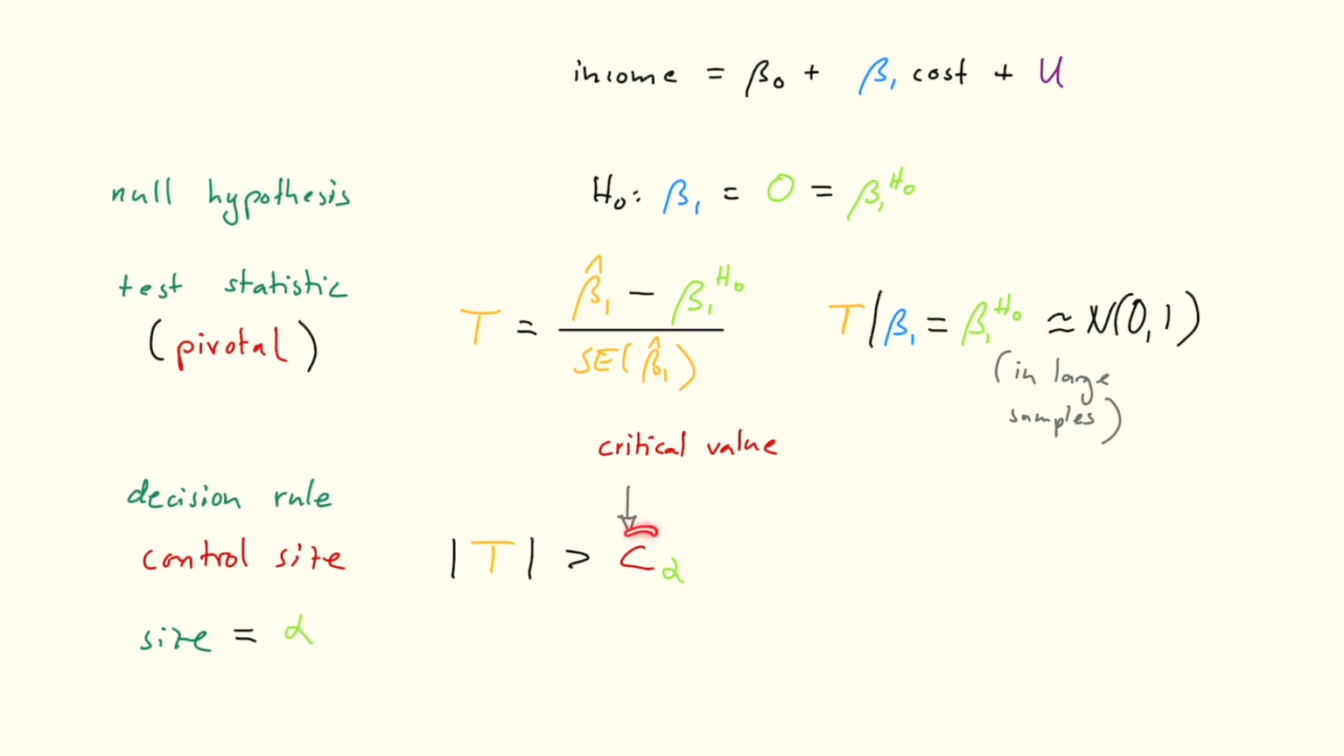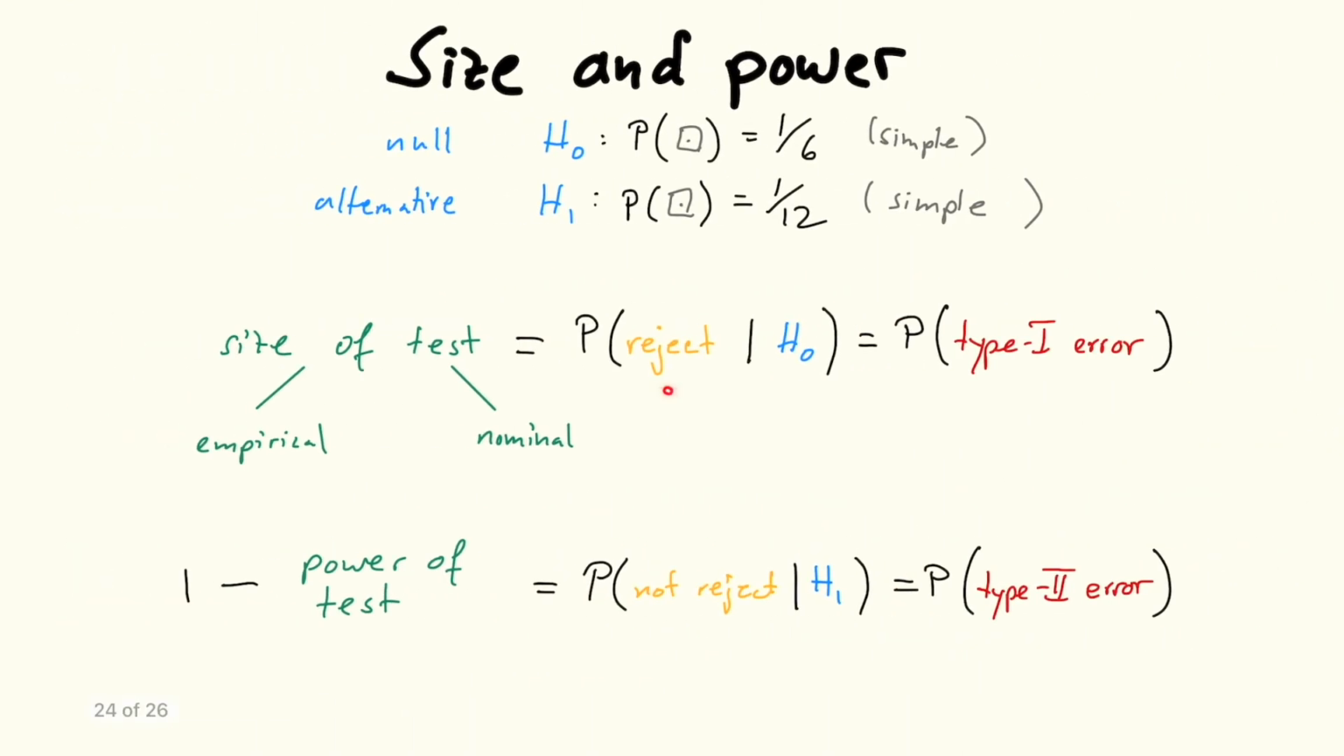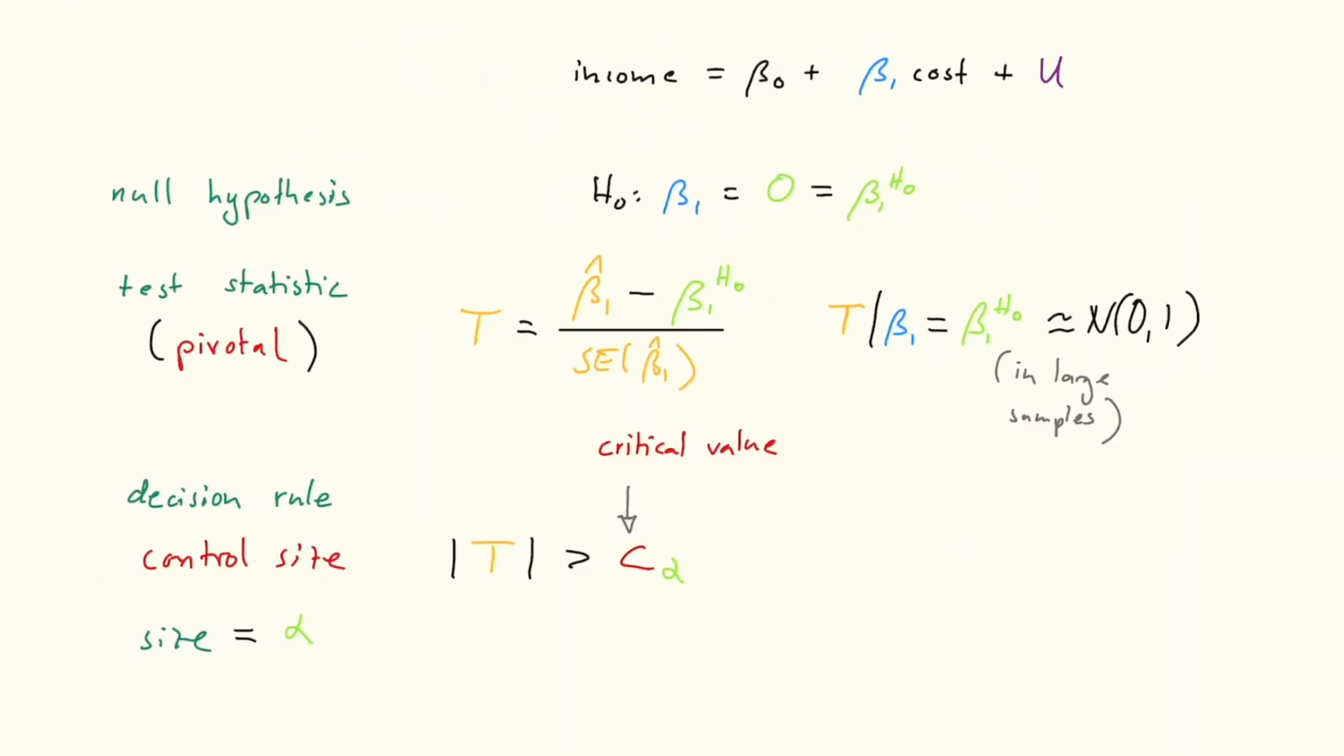To determine the exact numerical value of c alpha, note that for size control, the only scenario that is relevant is that the null hypothesis is true. So we only have to worry about scenarios where this condition is satisfied. And under this condition, we know exactly what the distribution of the t-statistic is. It is a standard normal distribution. The density of the standard normal distribution is the Gaussian bell curve that kind of looks like this.